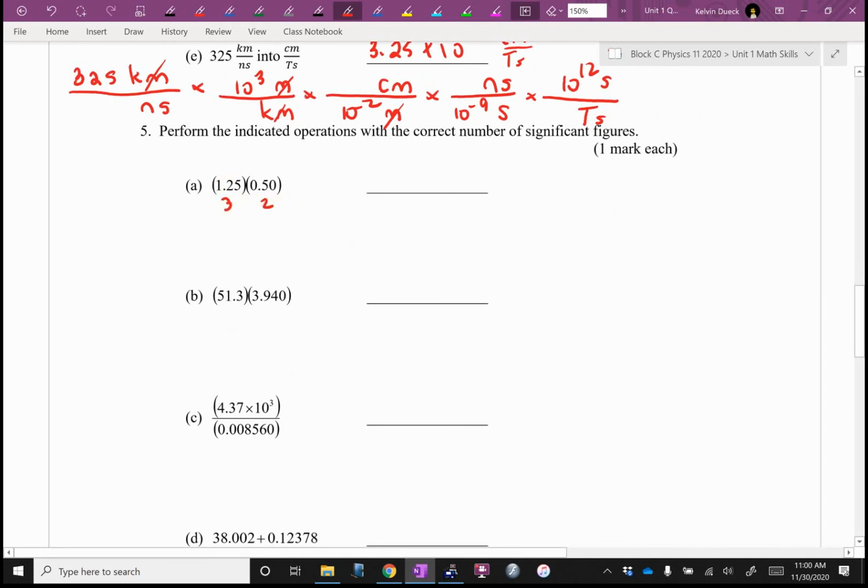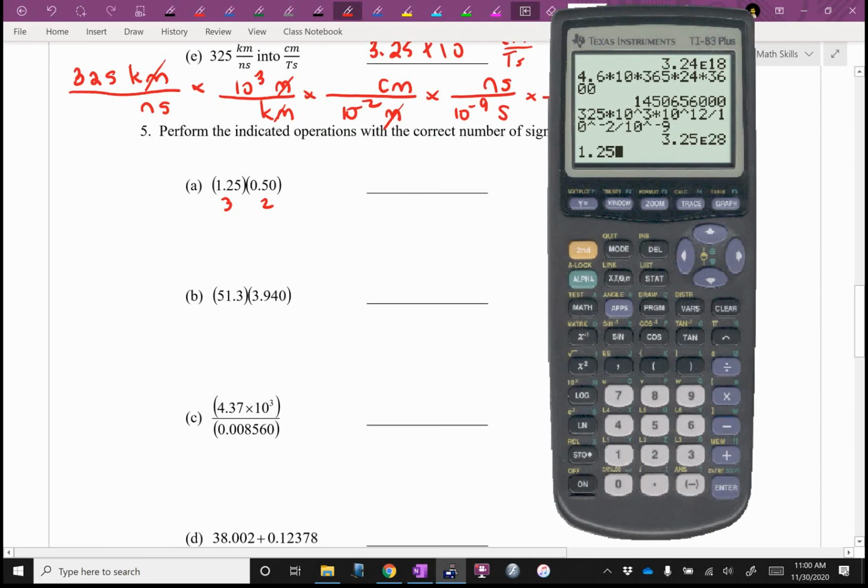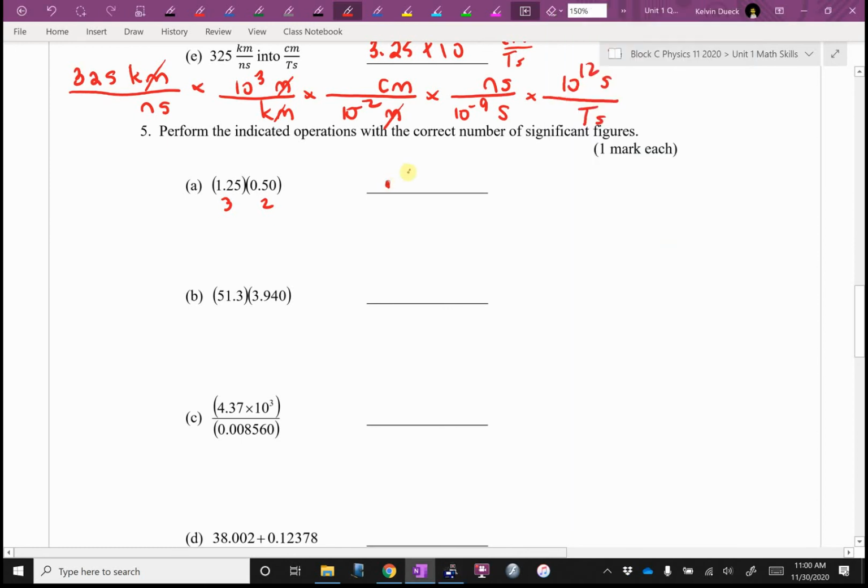3 sig figs, 2 sig figs. I guess I'm going to round to 2 sig figs. 1.25 times 0.5. I guess the 2. Is the 2 going to stay a 2? 0.63. Is there anybody who wrote that in scientific notation? You did? Oh, no one did? 6.3 times 10 to negative 1.